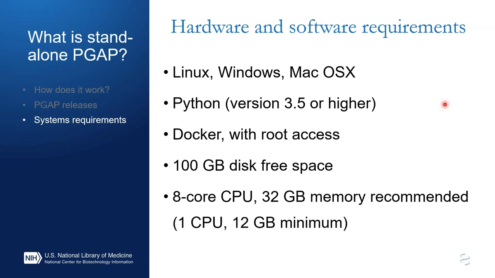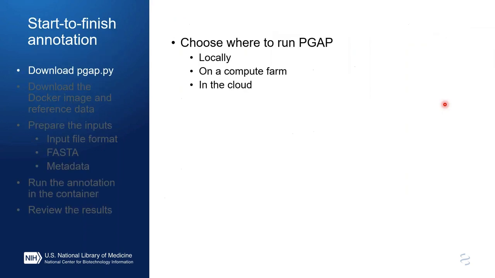In order to run PGAP, you need to have a computer that is set up with a Linux, Windows, or Mac OS X environment. You need to have Python version 3.5 or higher. You need to have Docker installed, and you need to have root access. This is very important. You need a fairly large chunk of space. 100 gig is what we recommend. Keep in mind that the reference data itself will occupy 41 gig of free space. And we recommend an 8-core CPU, 32 gig memory machine. However, you could go much lower than that. One CPU and 12 gig minimum is what we have found.